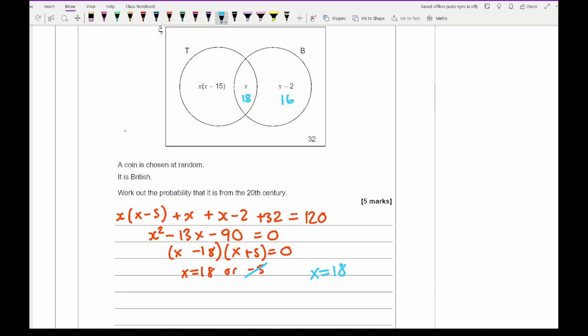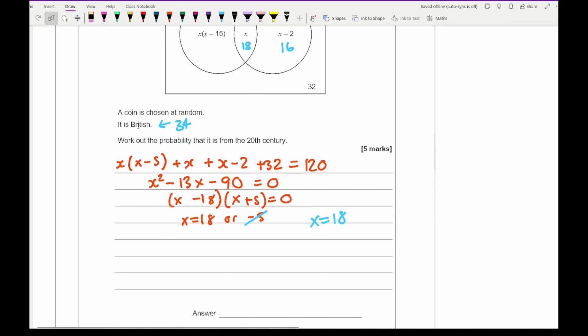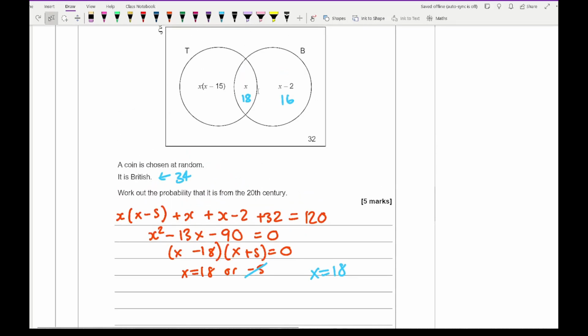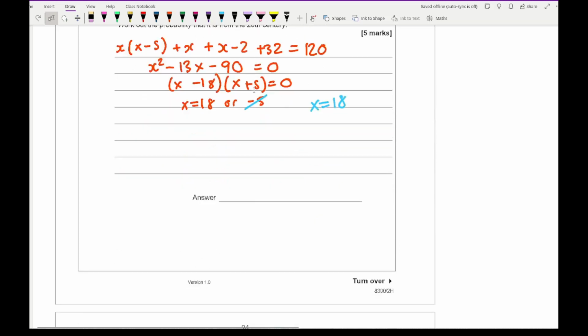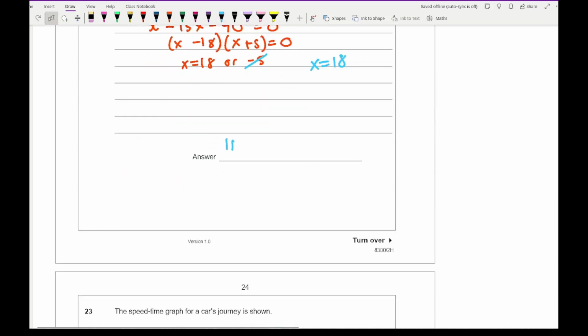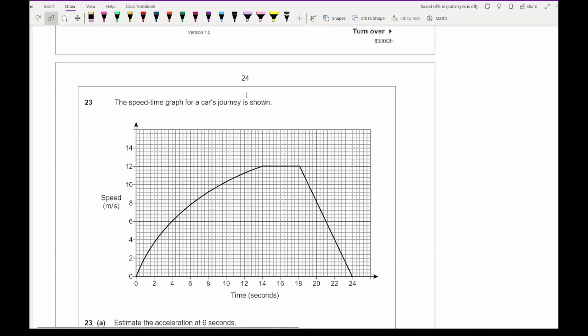So all in all, how many British coins have I got? Well, I've got 34 British coins. So from this, how many of those 34 are from the 20th century, and that represents x, so that's going to be 18 over 34, which simplifies to give me 9 over 17. Again, either of those would be absolutely fine.